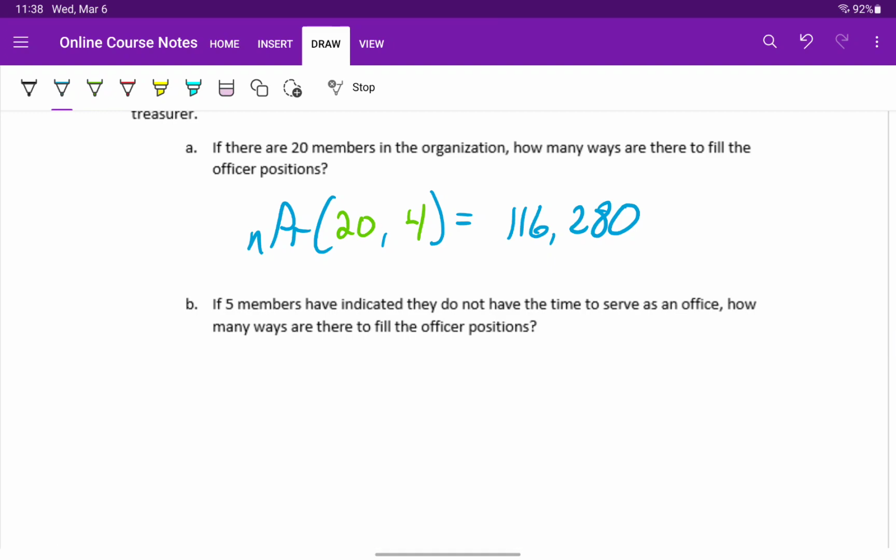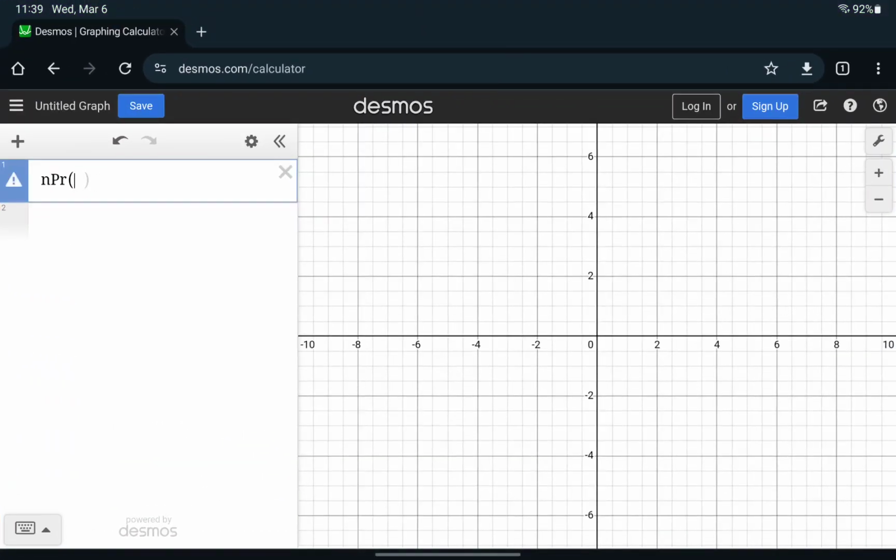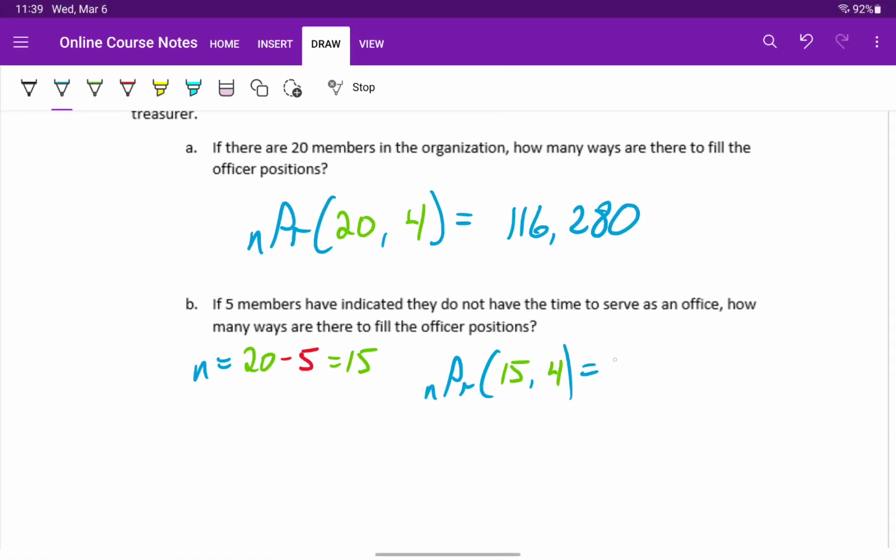In part B, we have a similar situation, but 5 members have indicated they don't want to serve as an officer. So what happens in this scenario is that our value for n has updated. Where we originally had 20 people in our group, if we take out those 5, we're down to now a group of 15 that we're selecting from. So instead of 20 and 4, we'll plug in 15 and 4. To get 32,760 different possibilities.